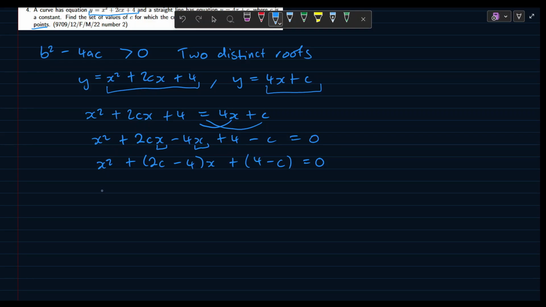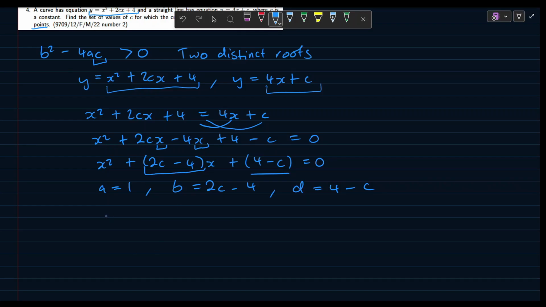So in this case we're going to get that a is 1, and then b, that's the coefficient of x, so that's going to be 2c minus 4, and then what would typically be c, I'm just going to write this as d just so that we don't get confused with the letters, but d is representing this c over here, so that's 4 minus c, because that's the term independent of x. And now we can substitute into our discriminant.